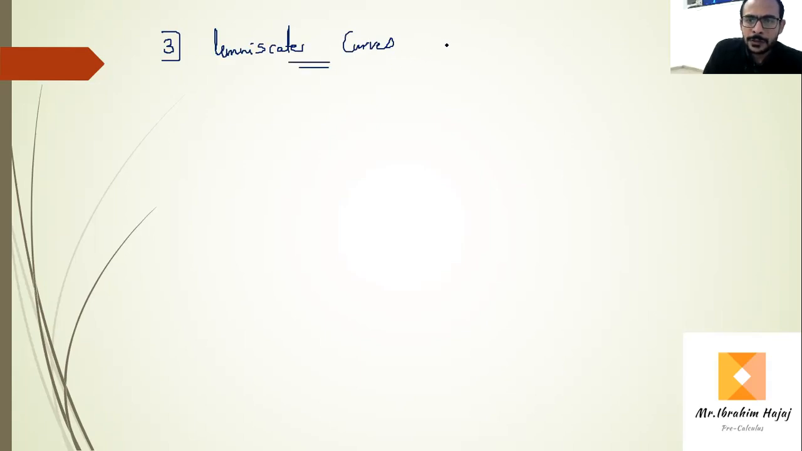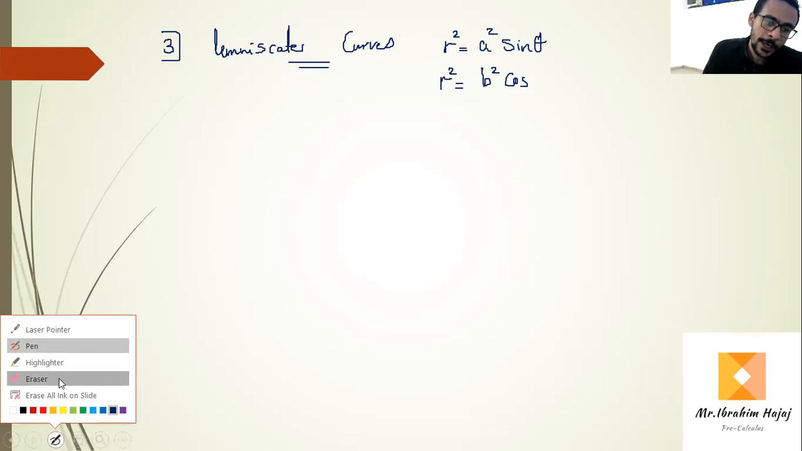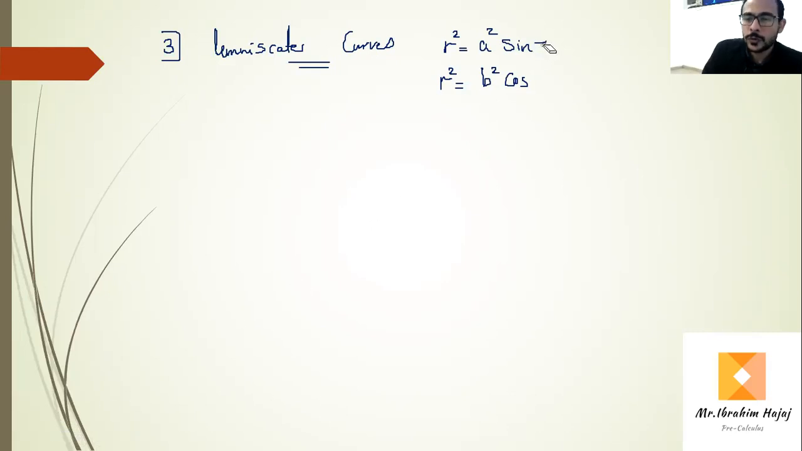So the equation comes in this form: r squared equals a squared sine 2 theta, or r squared equals b squared cosine 2 theta. It's always 2 theta. So before you start to solve, you have to check if it's 2 or not, and you will find all questions including 2 theta.